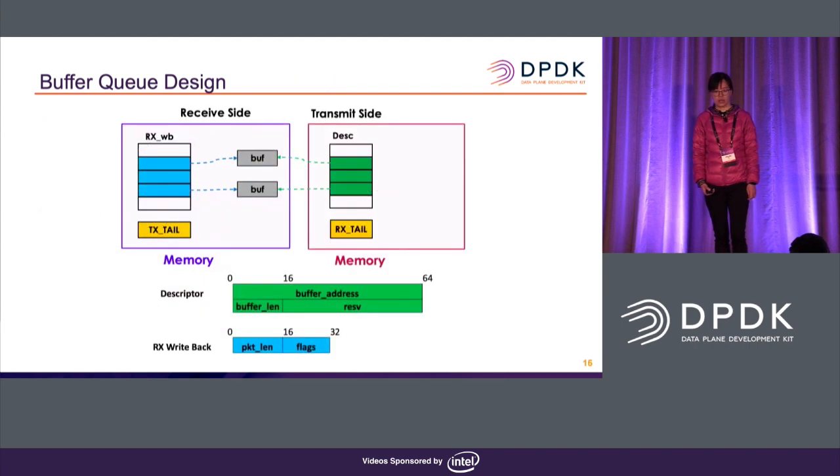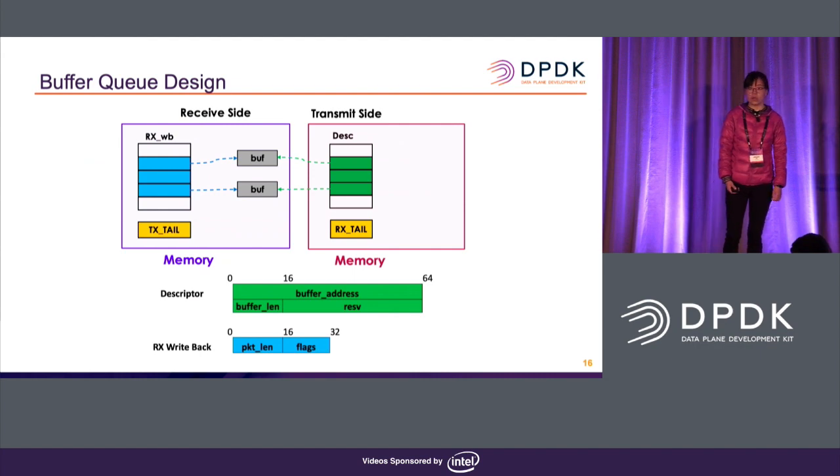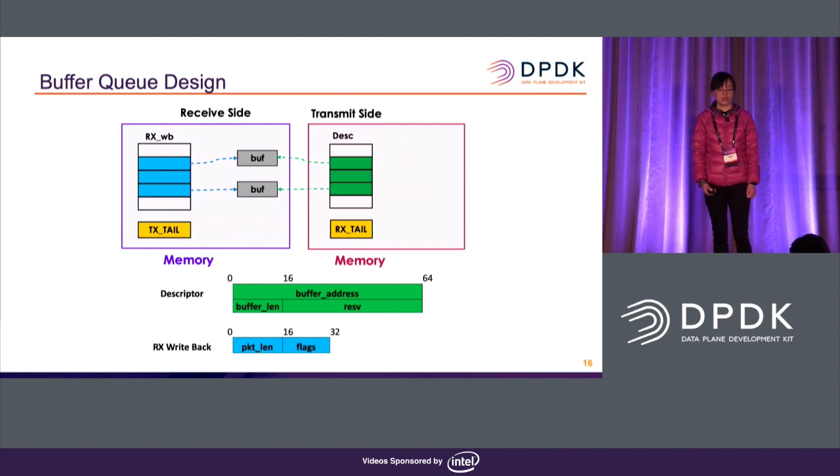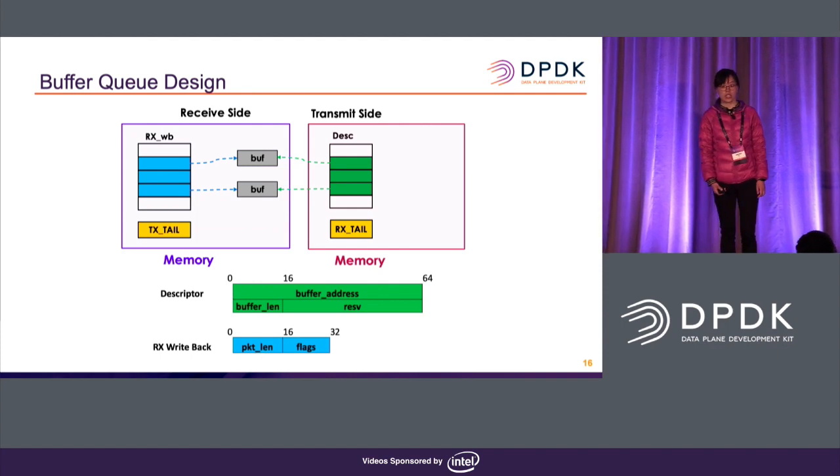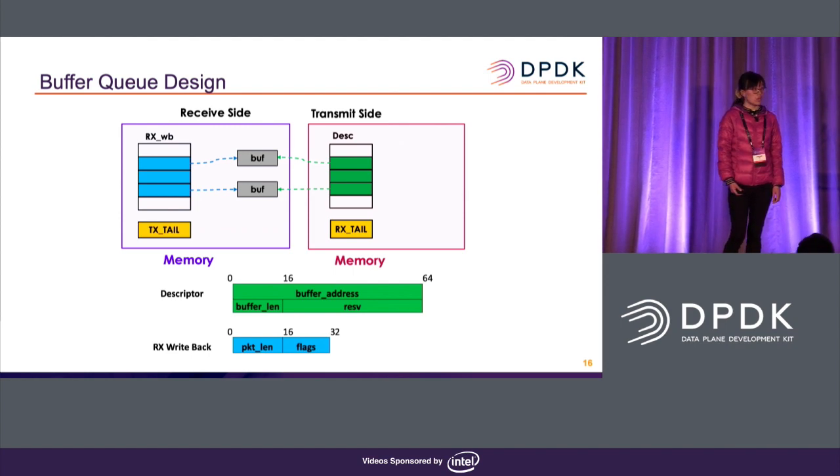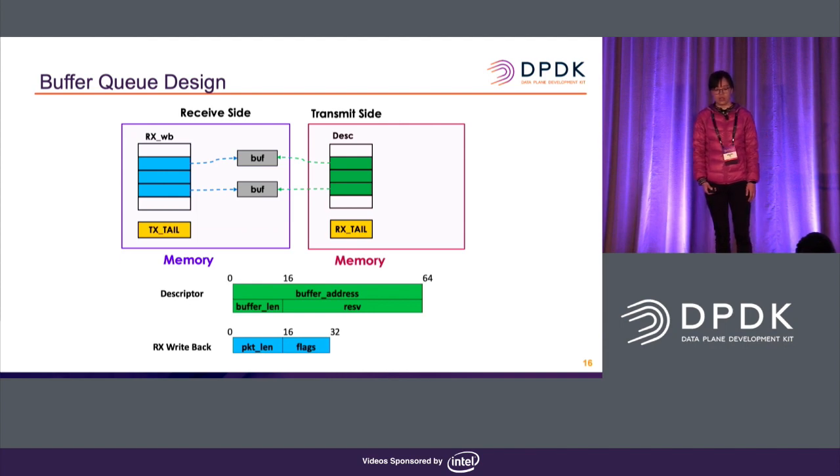omitted. Yeah. So now this is our ring design for this NTB device receive and transmit. We can see that the descriptor ring, which contains buffer address and buffer length, will be located in the transmit side, while the receive side RX write back information, which contains the packet length or some flags, will be located in the receive side. RX tail would be located in the receive side, and we put the TX tail on the receive side.